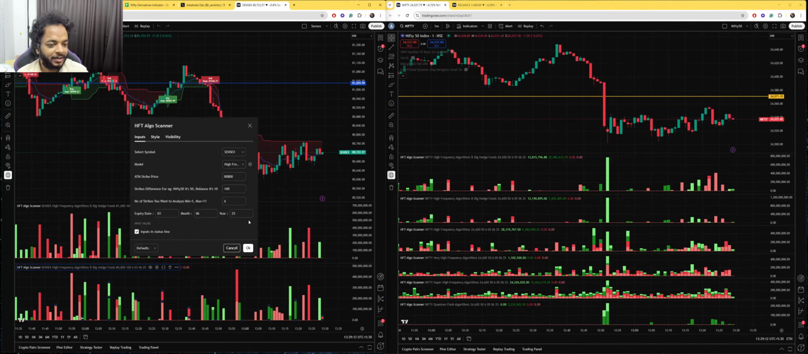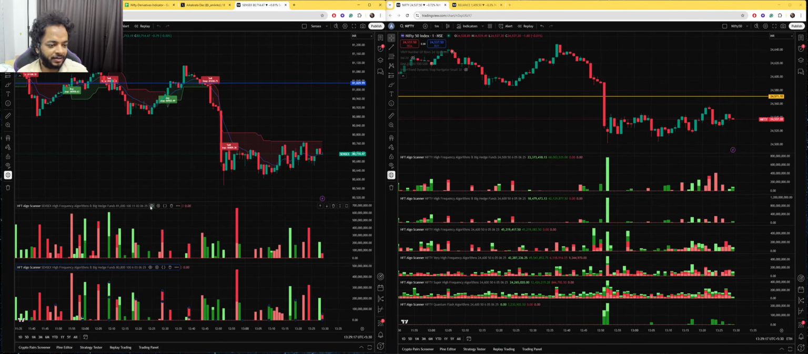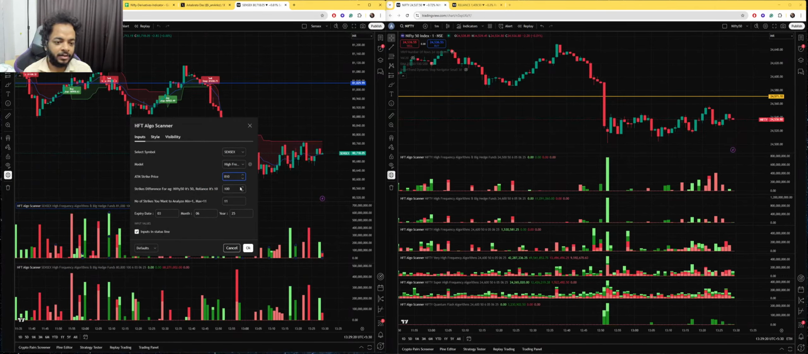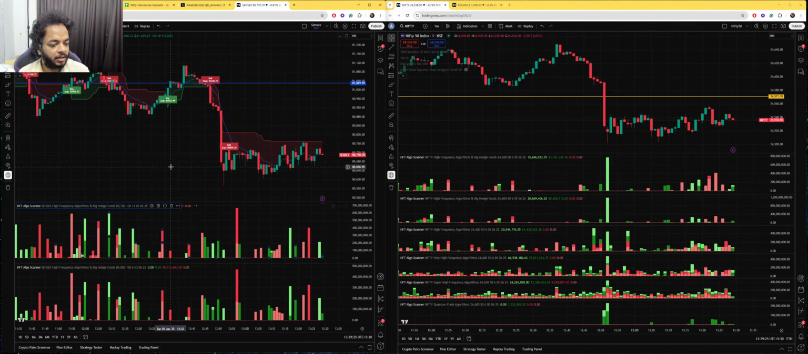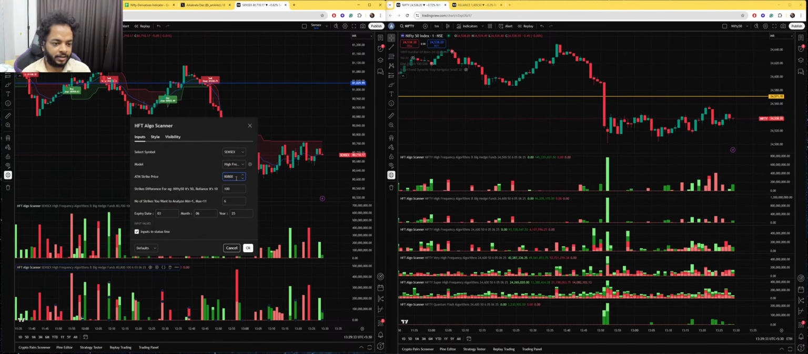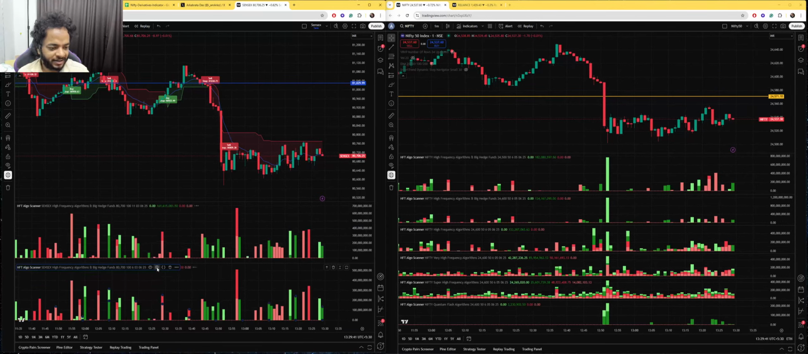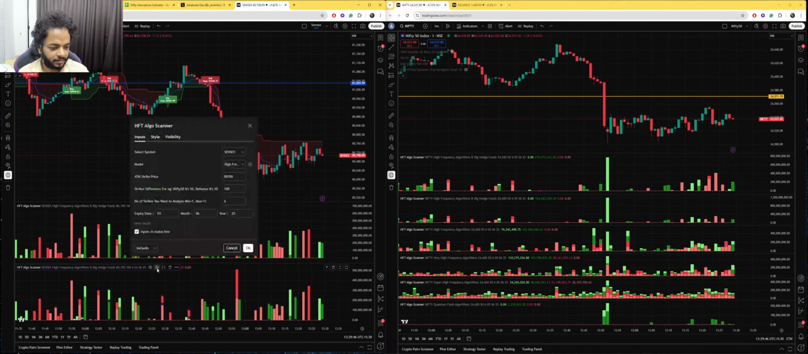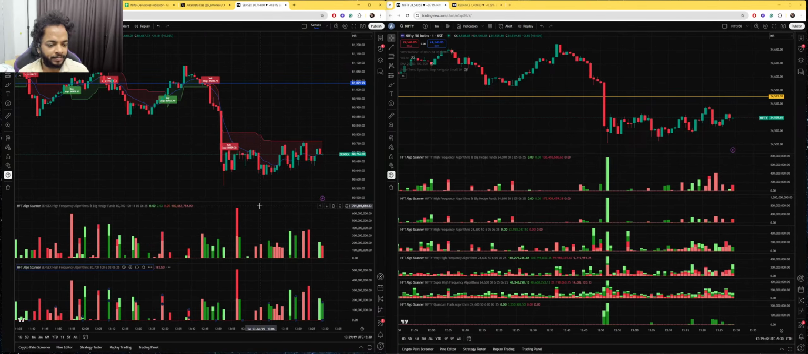Let's change one by one. So let's put the current ATM, 8700. Okay. So let's just change the model one by one, and let's go to the second model and see.